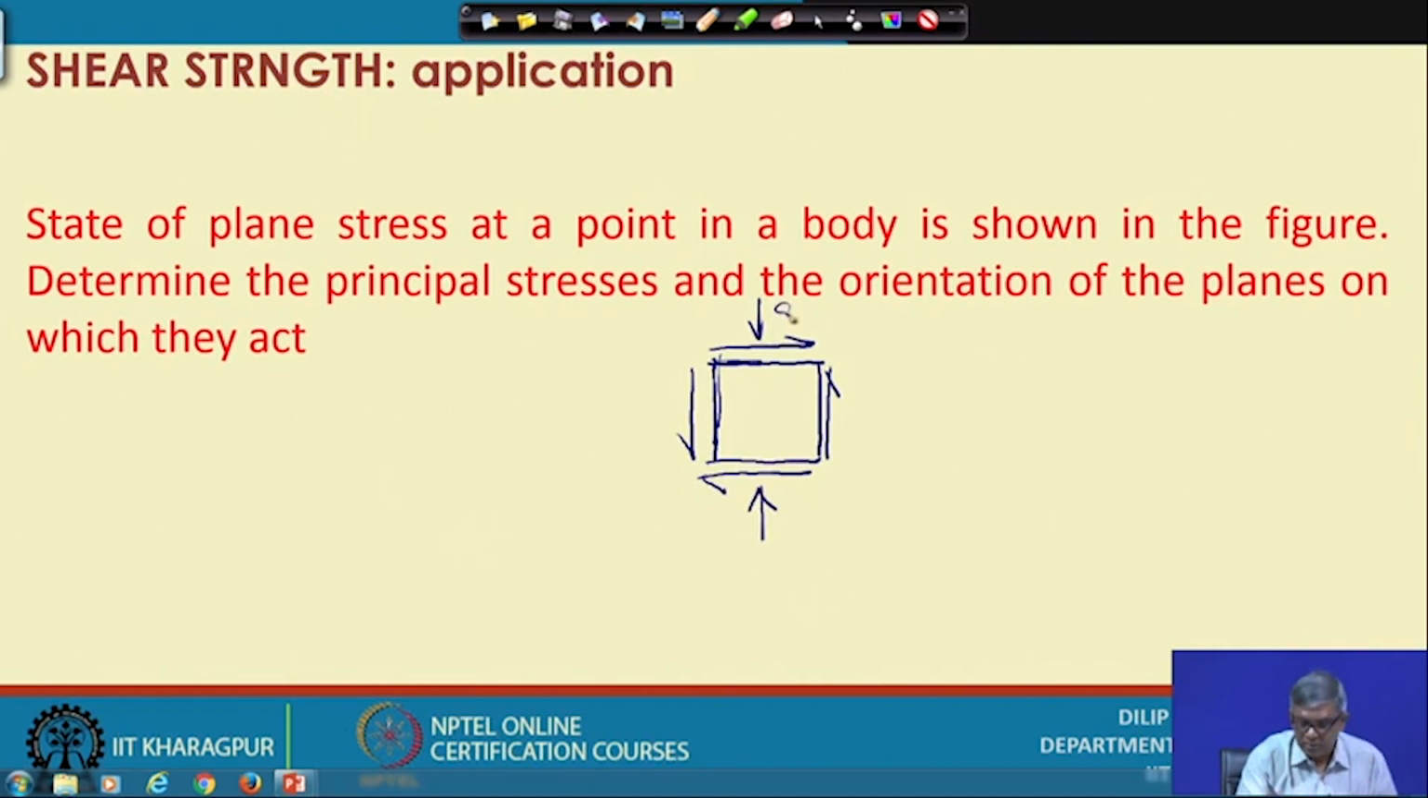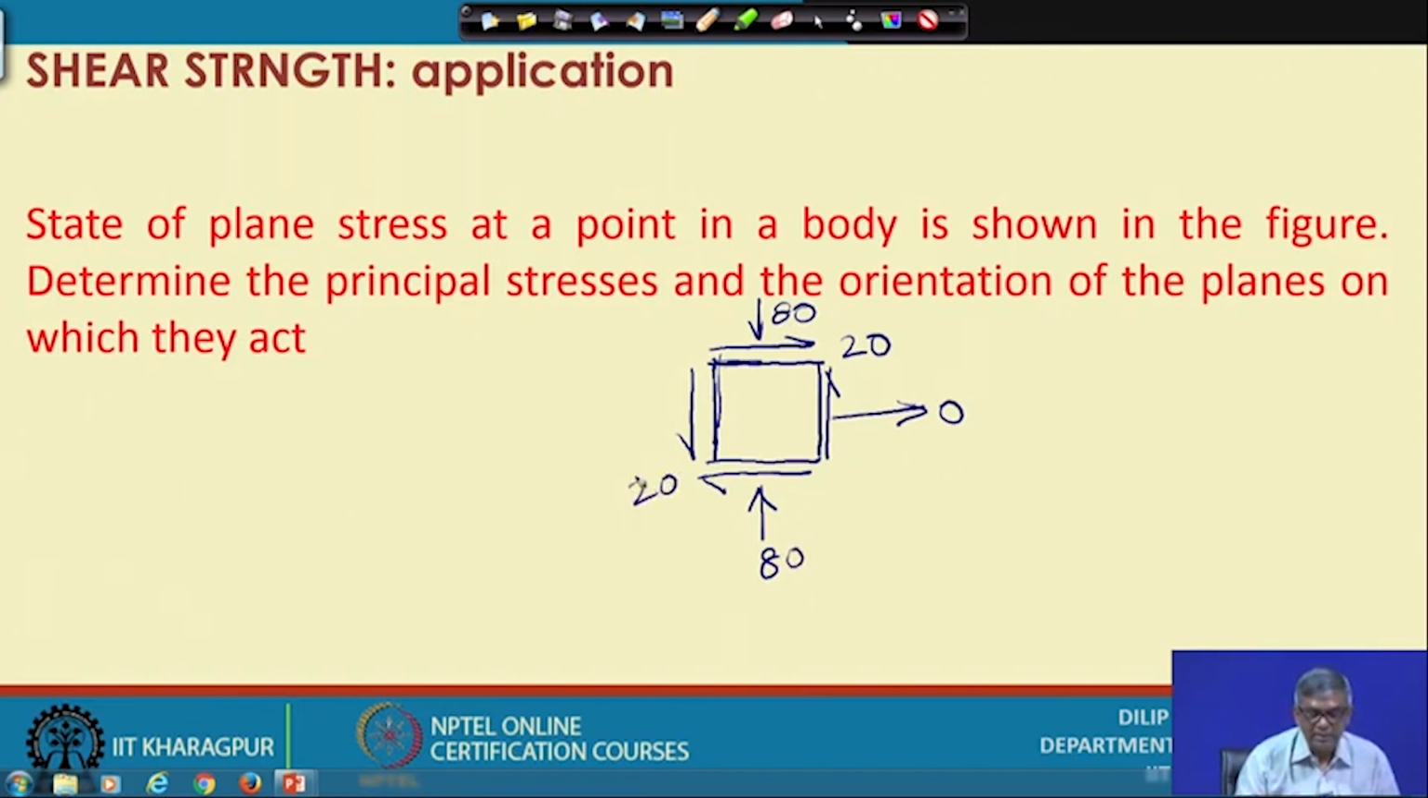so this normal is 80, there is no normal on the other face. Actually, I can draw an arrow, but I can say it is 0, and there is a shear that is 20, and obviously, if this is 80, this is also 80, if this is 20, this is also 20. So, this is the problem.